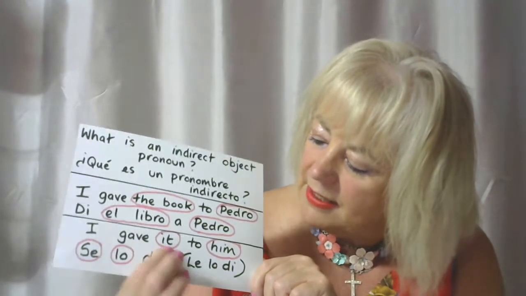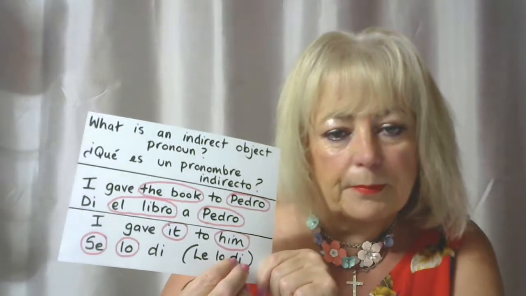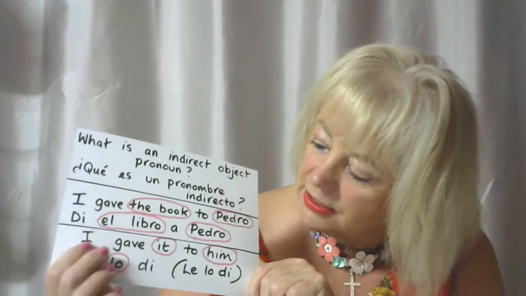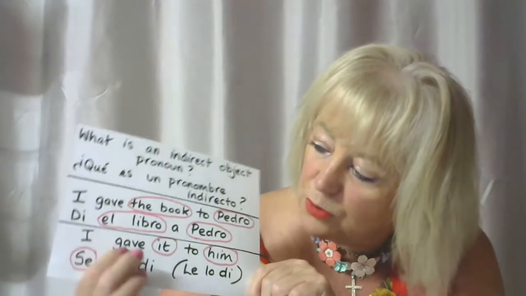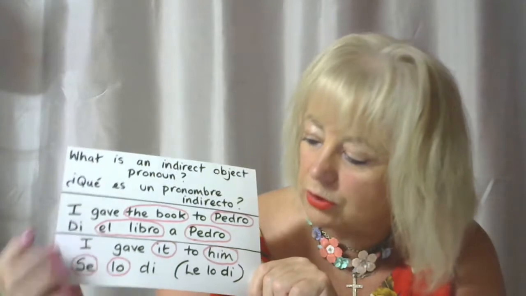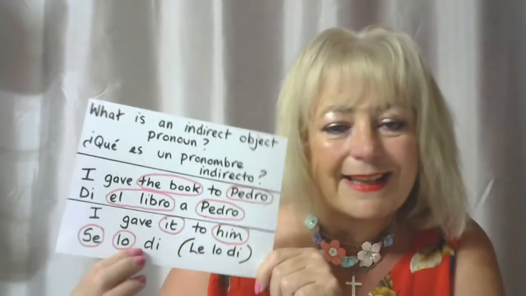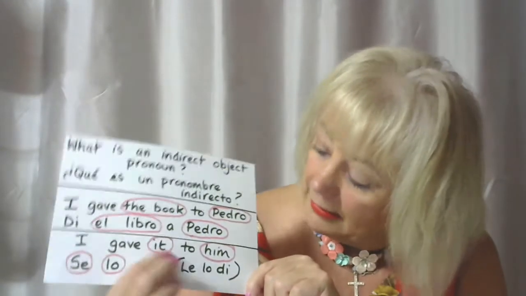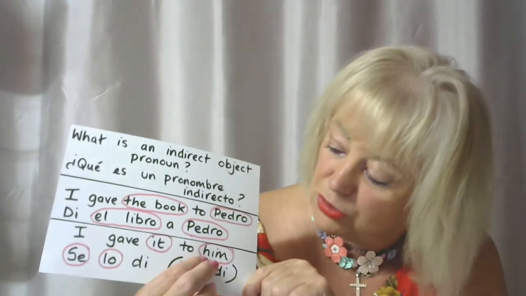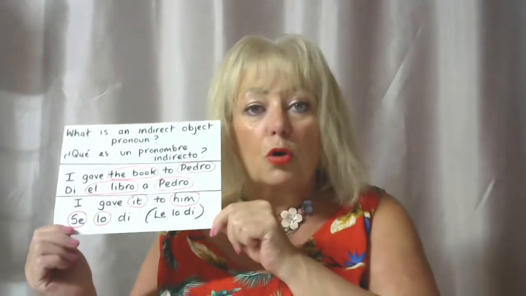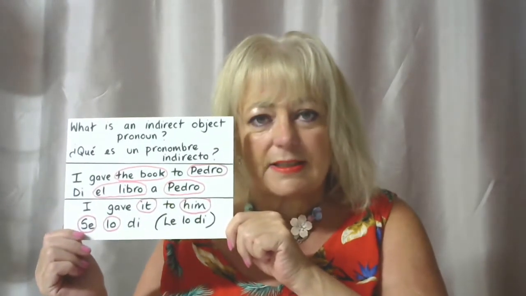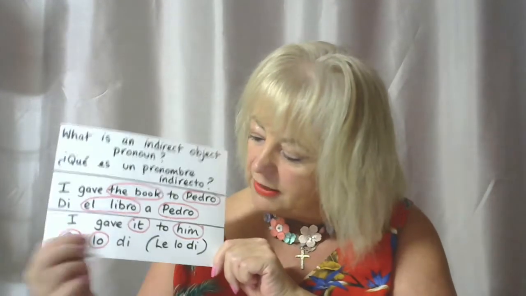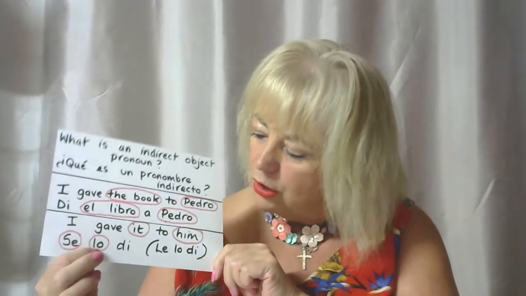I gave it to him. So notice that in English you still use the verb first. I gave the book or I gave it. The it follows the verb in English. And the indirect object too, to him. So that's the order that we put our sentences, even using pronouns. Look at the difference with the Spanish sentence. Se lo di.